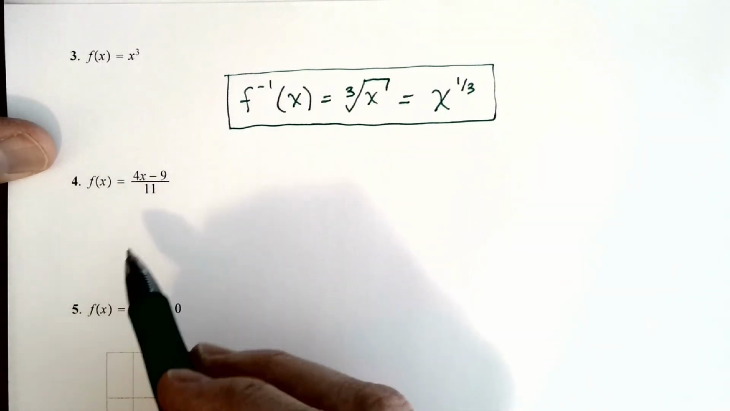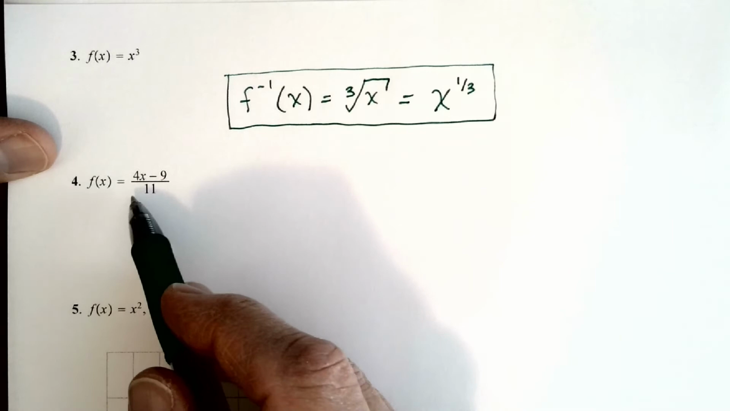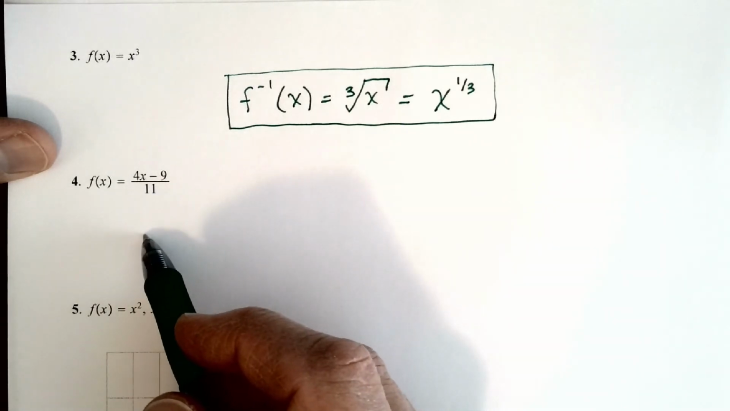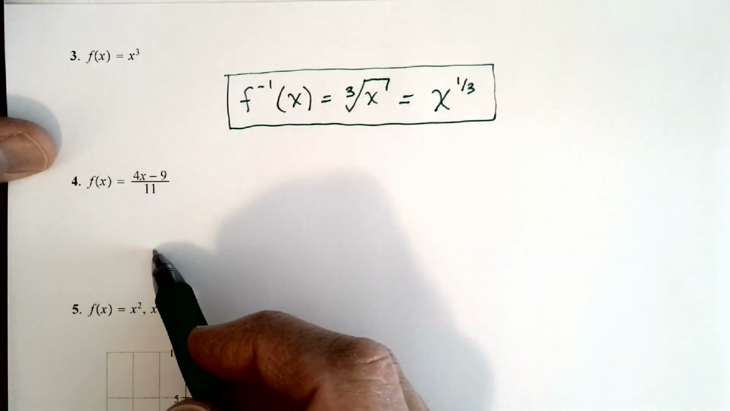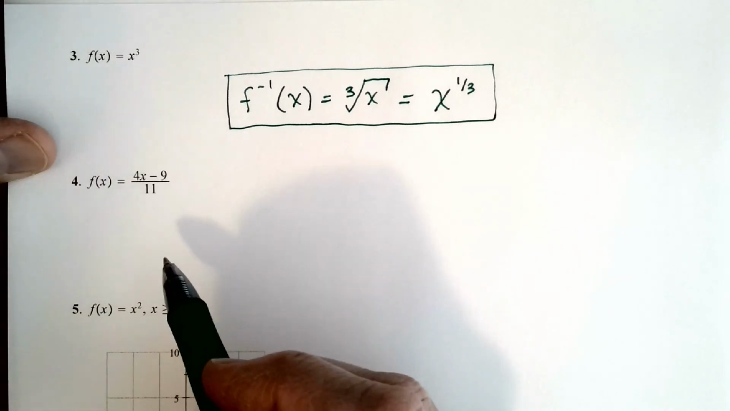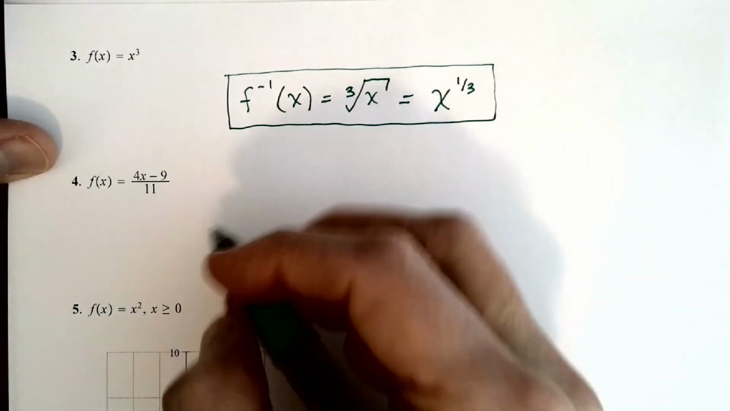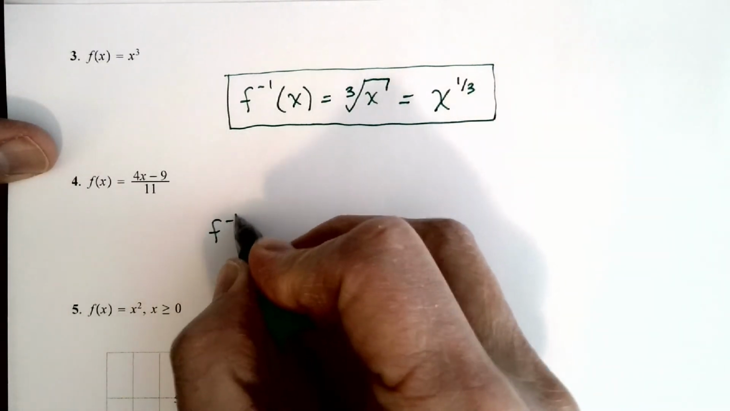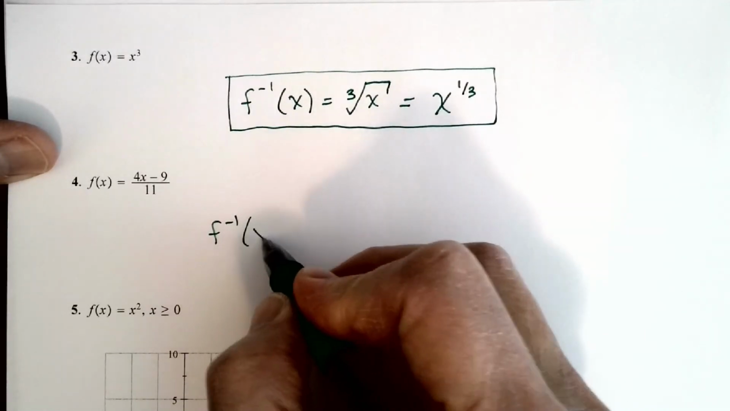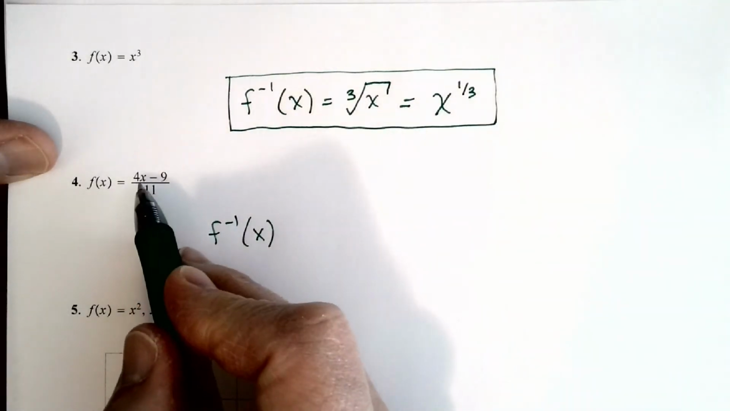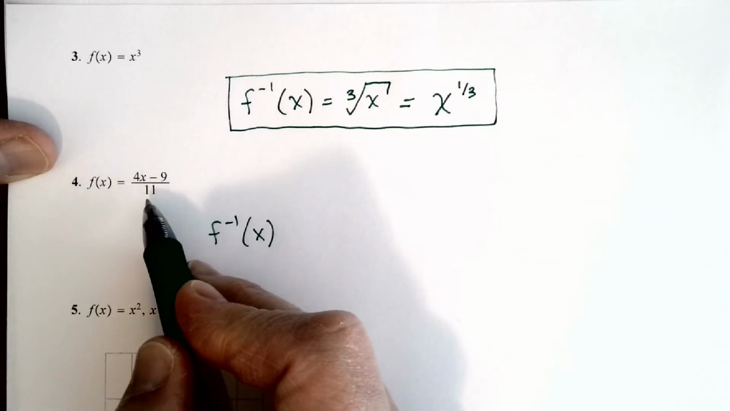So what I'm going to do for the inverse, to undo that process, I'm going to go in the reverse order doing the inverse operation. Okay, so let's see if this makes sense. First multiply by 4, then subtract 9, then divide by 11.